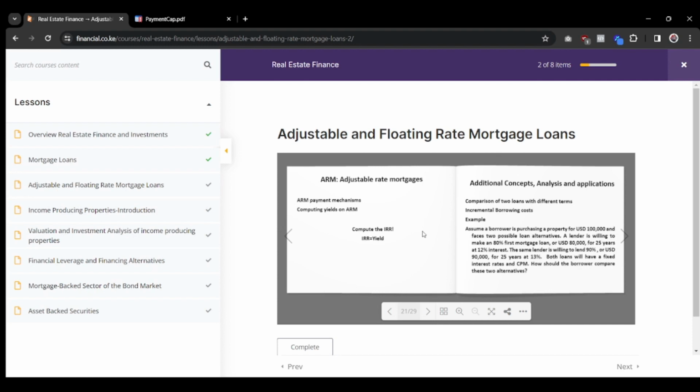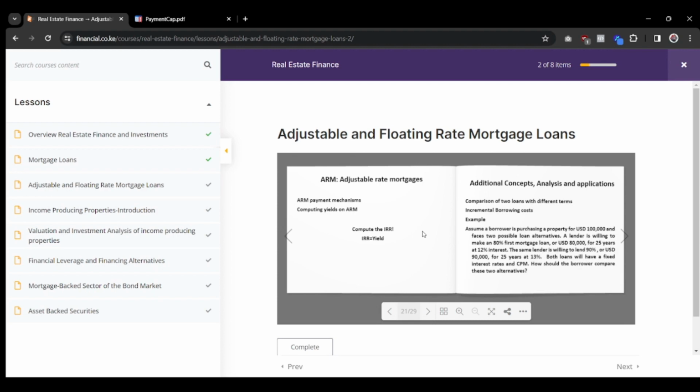Now another thing we can check is the additional concepts, analysis, and applications. Here we have a comparison of two loans with different terms. First, the incremental borrowing cost. Assume a borrower is purchasing a property for $100,000 and faces two possible loan alternatives.